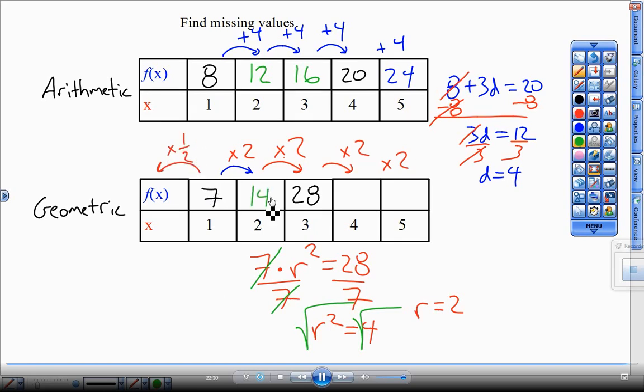7 times 2, 14, times 2, 28, times 2, 56, times 2, 112. 0 term would be 7 halves. Because 7 times 1/2 is 7 halves. The -1, if I kept going to my left, would be 7 halves times 1/2 would be 7 fourths. Going to the -2 would be 7 eighths, and then 7 sixteenths, and then 7 32nds.